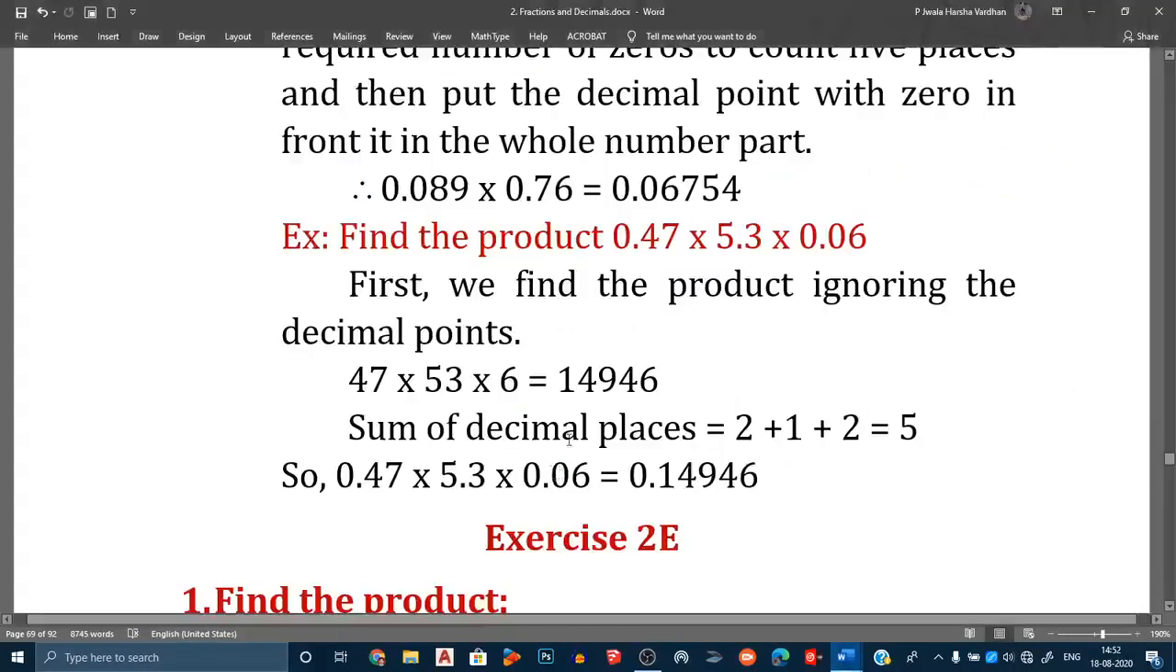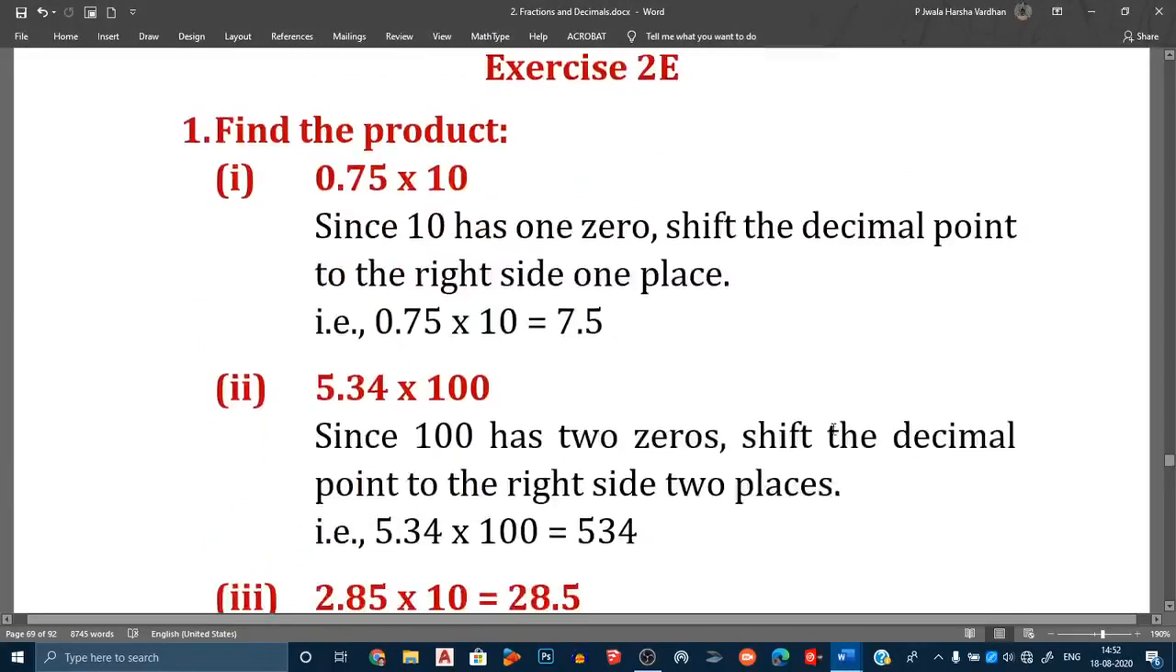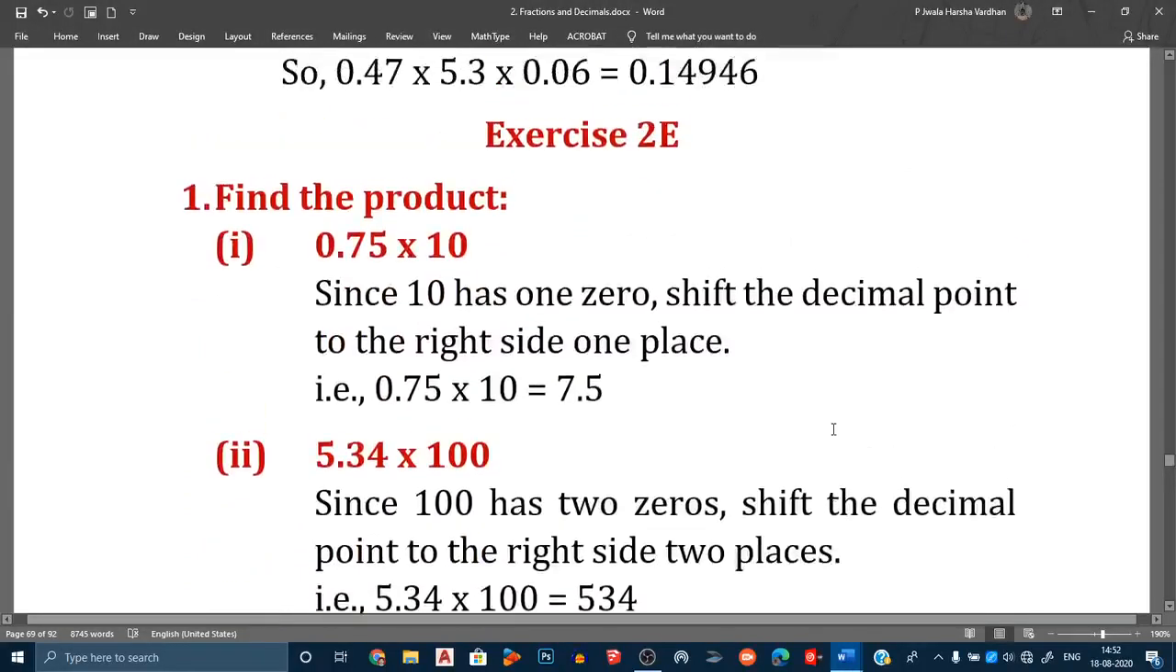The next one, exercise 2E, whichever is in your textbook. Find the product. Now you can understand because I explained all the methods. So it is 0.75 into 10. Here you are multiplying with 10, which means you have to shift the point to the right side. Since 10 has one 0, shift the decimal point one place to the right. So 7.5. You can omit the 0 and write 7.5 only.